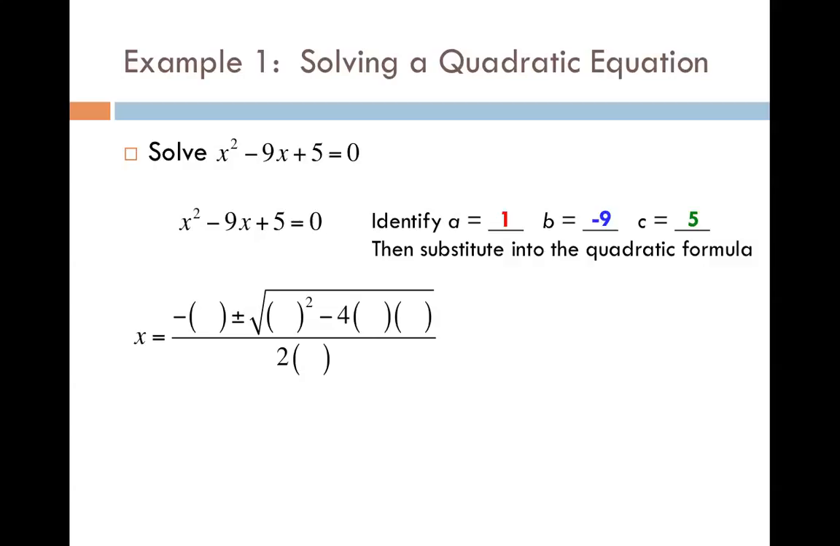So x is supposed to be equal to the opposite of b. b was a negative 9, so that goes in there. Plus or minus the square root of b squared, so again we put b in to square it, minus 4 times a, which was 1, times c, which was 5. And then all of that goes over 2a, and again a was 1.